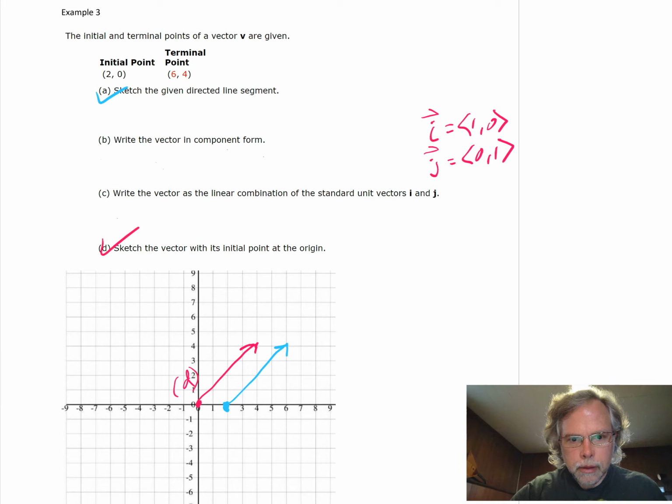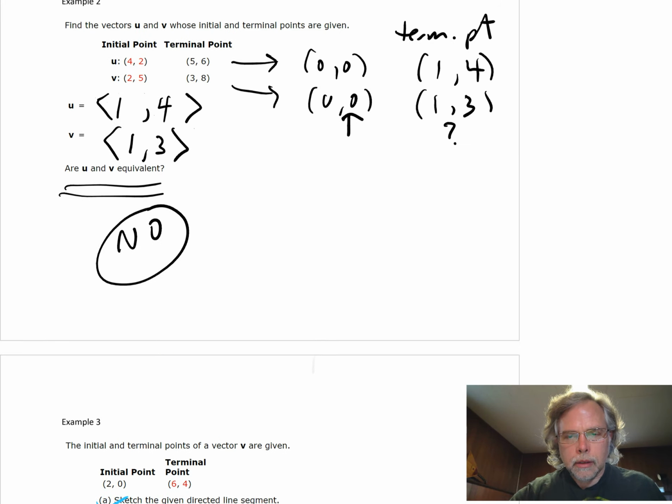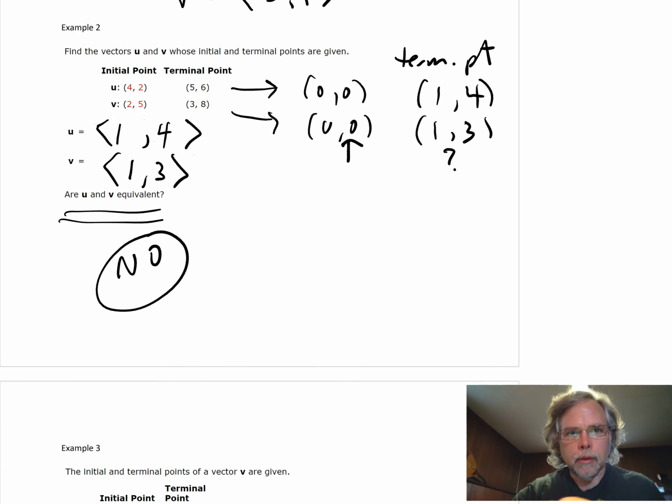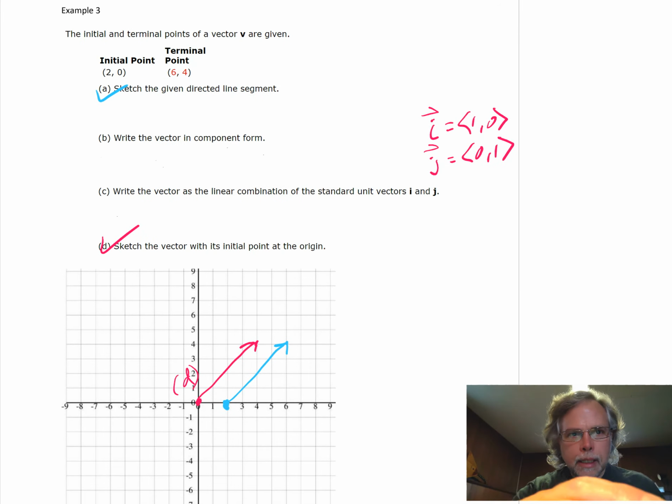Okay. And it's also totally related to the component form. Now we didn't need to sketch first before we did component form because we did this right here. Example 2, how do you find the component form? That's what we did right here. No sketching involved. But this one's so easy to see, and it's just nice to see the connection between what we did in that previous example and what's going on here.